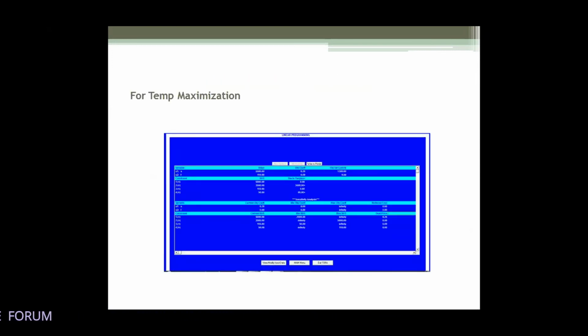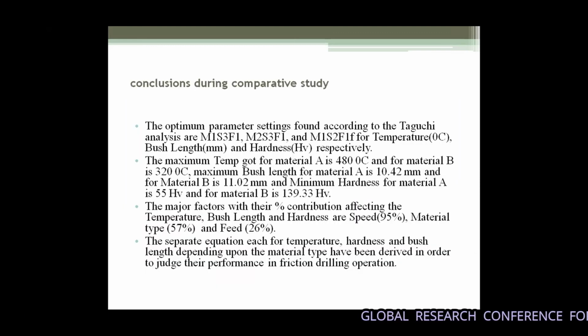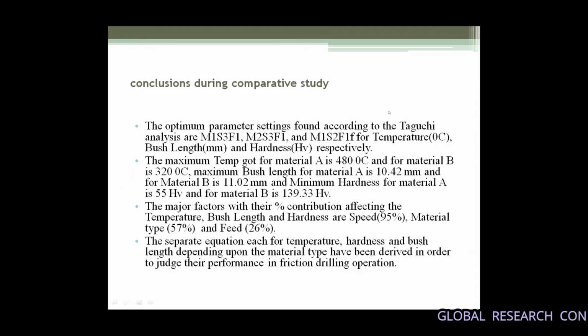Initially we considered the initial trial, and these are the optimum parameters we got. Then we used the LPP software, that is linear programming. With the help of linear programming, we set the objective and varied the input parameters for the purpose of optimization. Our main objective is to optimize the objective function. For that purpose, we did the trial on this LPP to see how we can get the results for the input parameters, for the temperature and for the hardness. This is the conclusion during the comparative study. The optimum parameter setting found according to the Taguchi analysis is shown here.